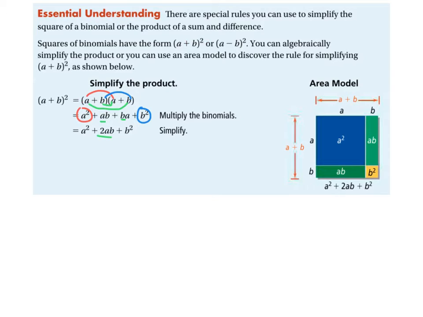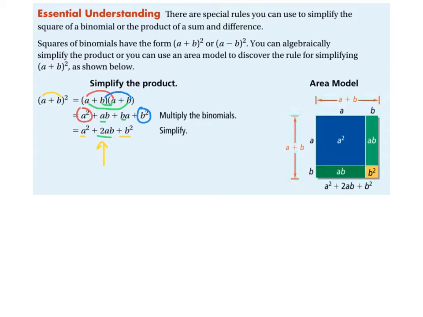Essentially, when you're taking something like a plus b all squared, what you get is this squared on the front, this squared on the back, and in the middle, you get 2 times the first term times the last term. So this times this, ab, you get that twice, and that's right there.